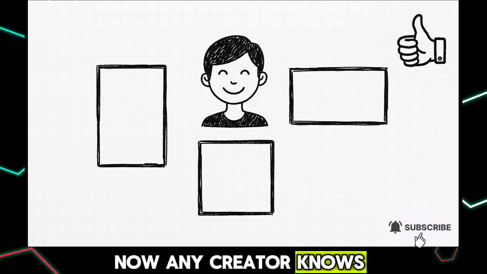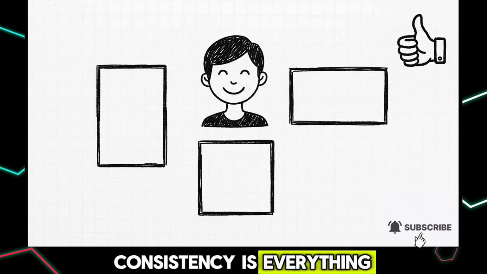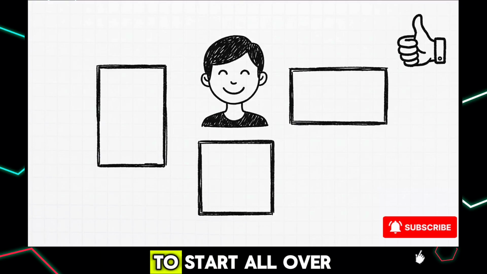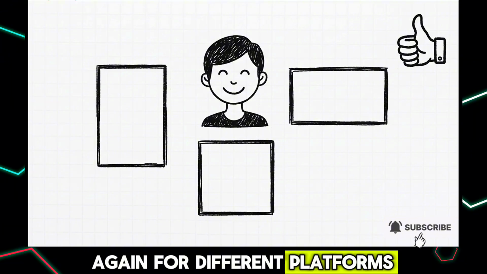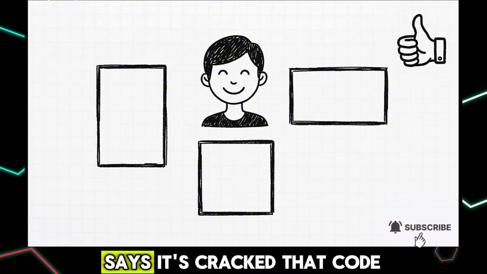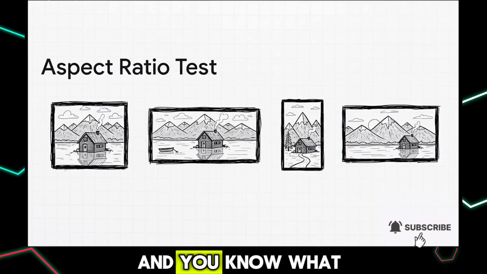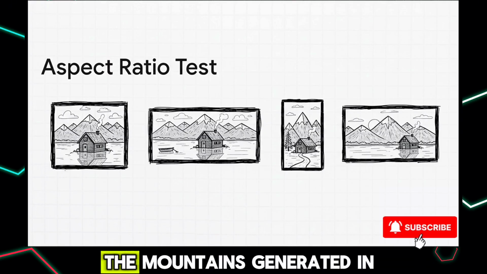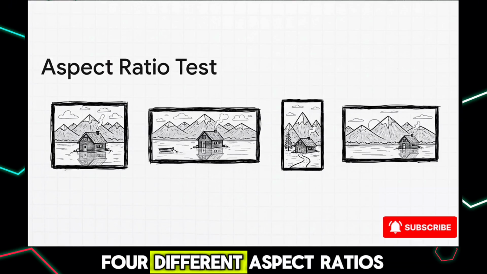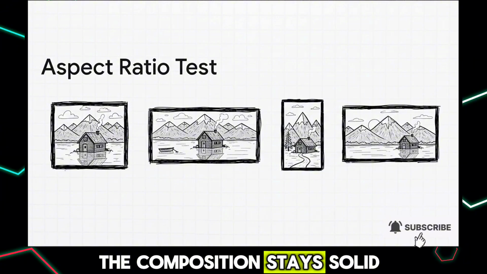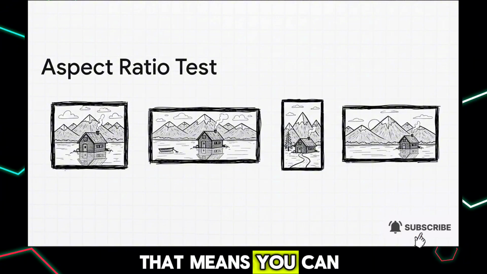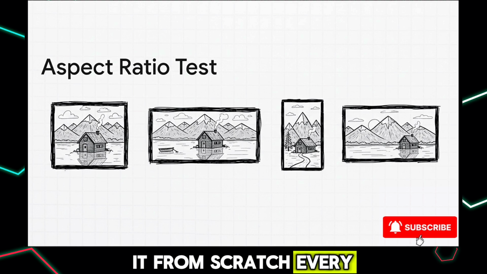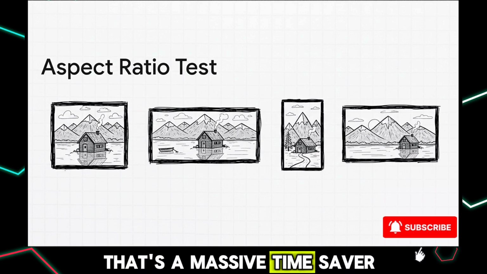Now, any creator knows consistency is everything, and it's a huge pain point with AI. You make the perfect image, but then you have to start all over again for different platforms. Well, Nano Banana Pro says it's cracked that code. And you know what? It works. Here's the exact same scene, the cabin, the lake, the mountains, generated in 4 different aspect ratios. The composition stays solid across all of them. That means you can create one core image and use it everywhere without having to remake it from scratch every single time. That's a massive time saver.